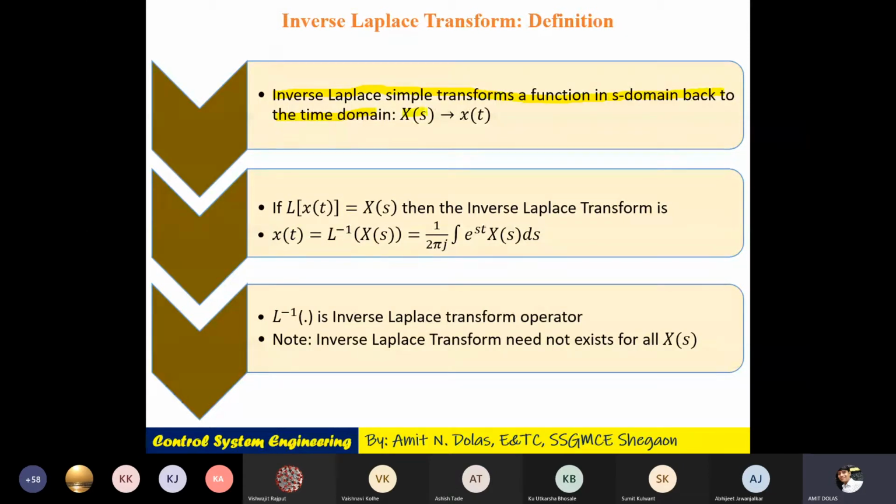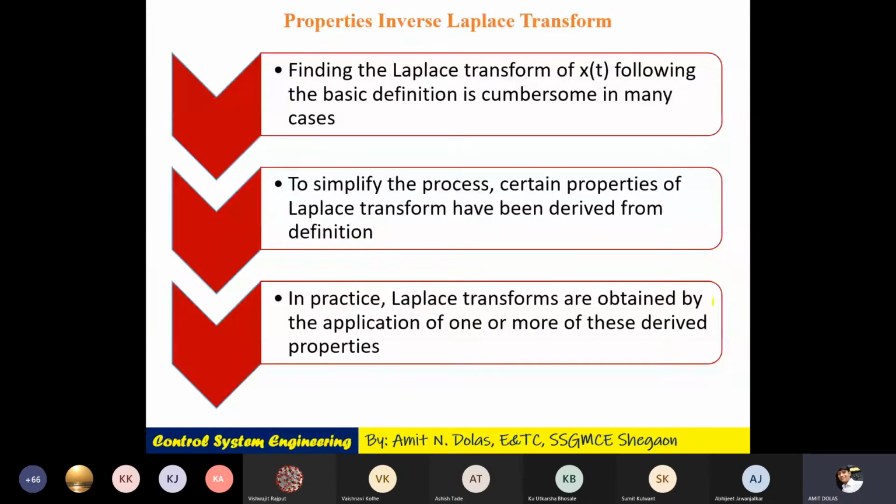The function x of s in the S domain can be transformed into the time domain x of t. If the Laplace transform of x of t is x of s, then by definition the inverse Laplace transform is x of t equal to L inverse of x of s, which is 1 upon 2 pi j times the integral of e raised to the power st times x of s ds, where L inverse denotes the inverse Laplace operator. The Laplace transform need not exist for all x of s. This is the definition.